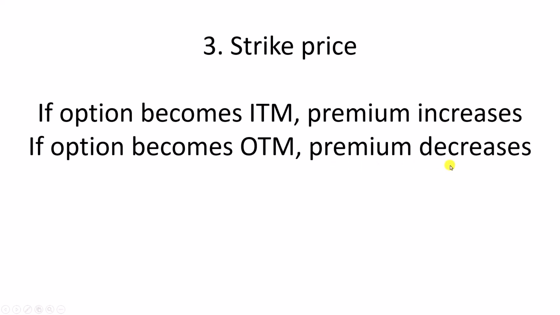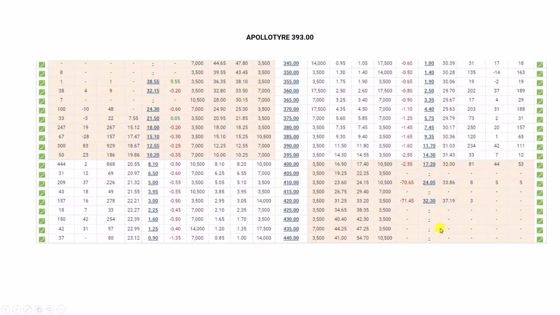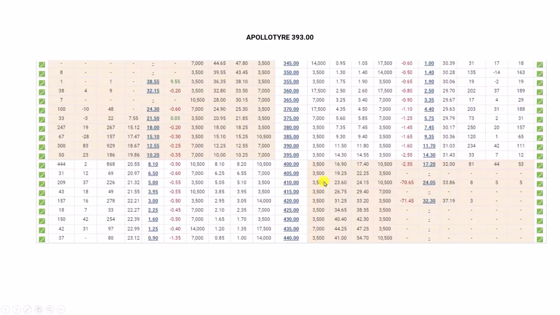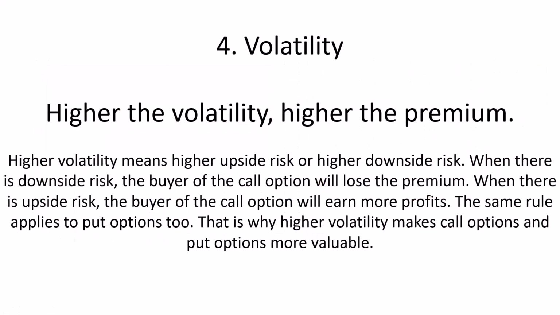The same is the case, but in the opposite direction for put. Alright. So, I hope it is clear. This is how strike price affects the price of premium. Next, volatility. Higher the volatility, higher the premium. Alright. Now, what is volatility?